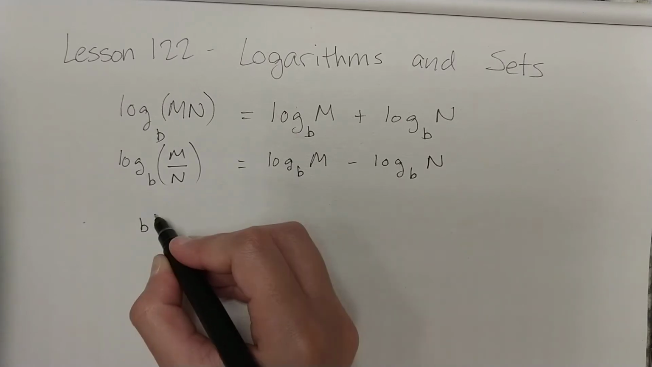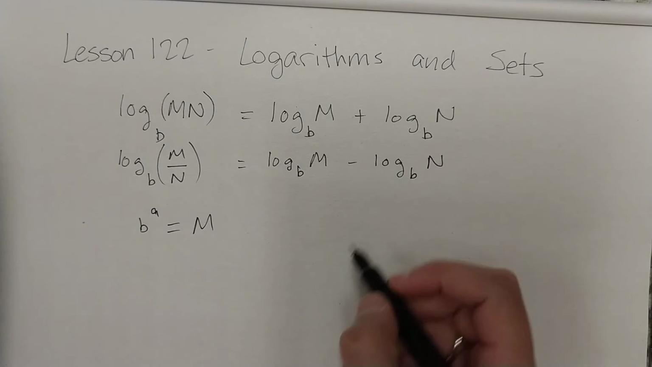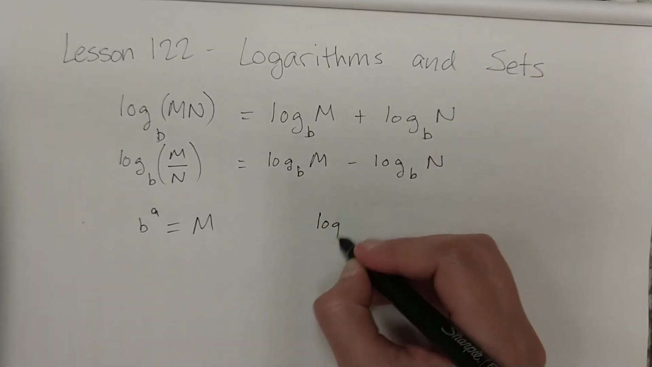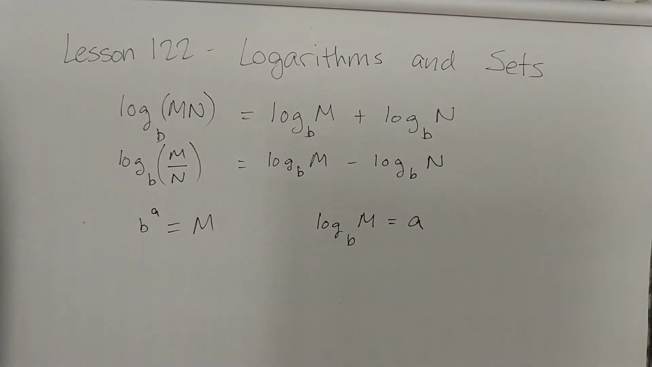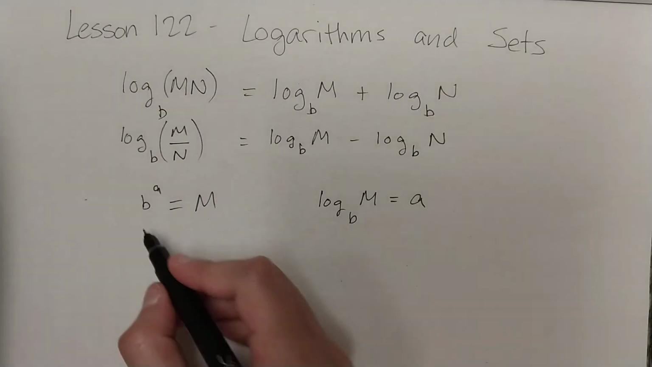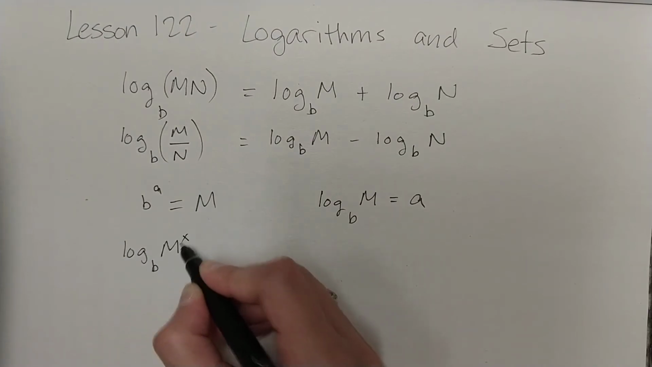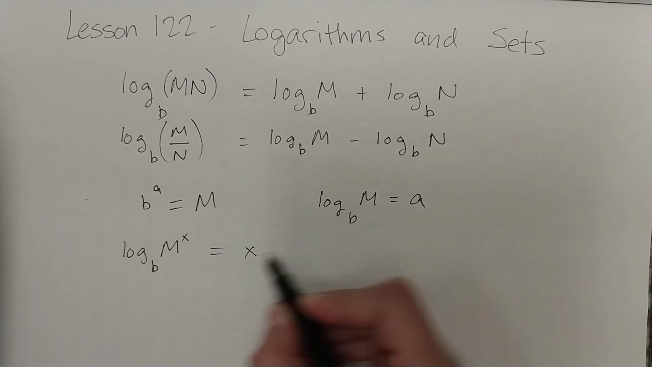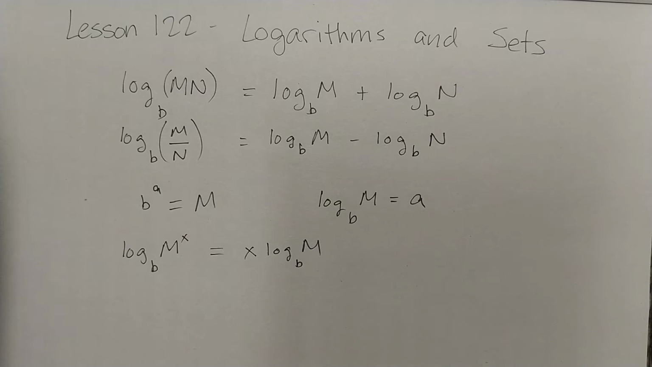Alright, so if we have the base, we have an exponent equal to a number. You can also write that as the log of the base, the number equals the exponent. And finally, if we have a log with an exponent on our number, we can also write it like this. All right. The other topic of this lesson is the intersection of sets.